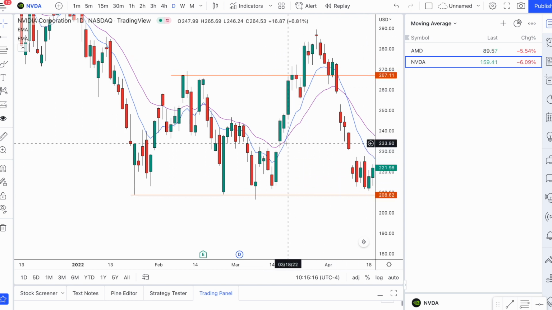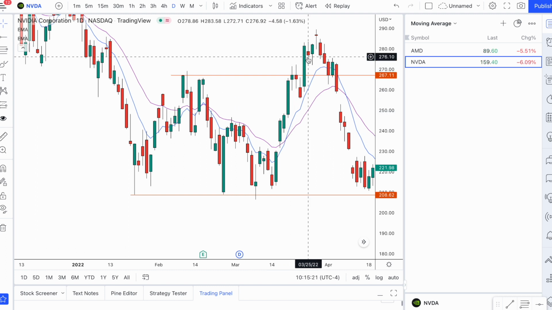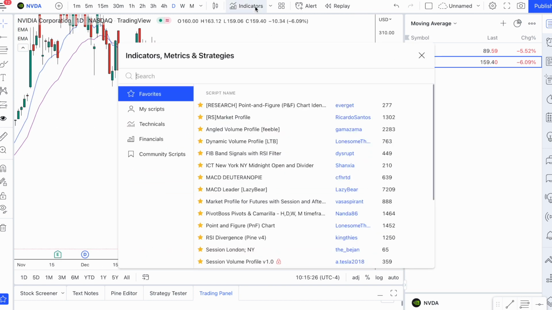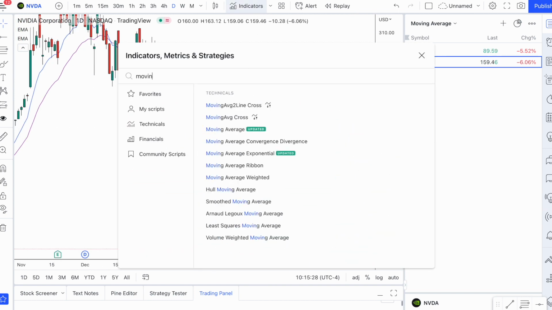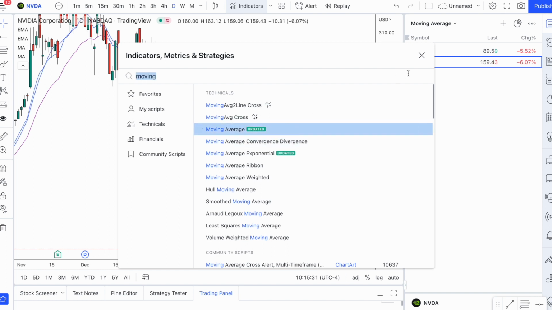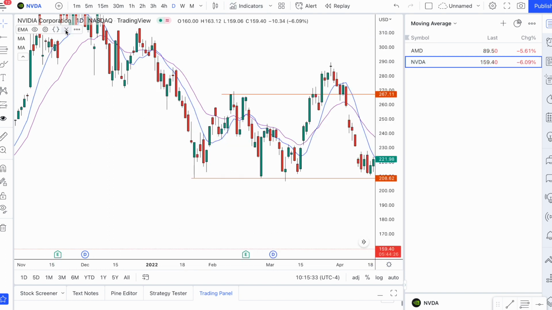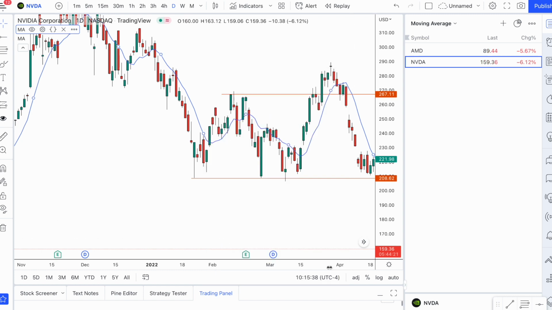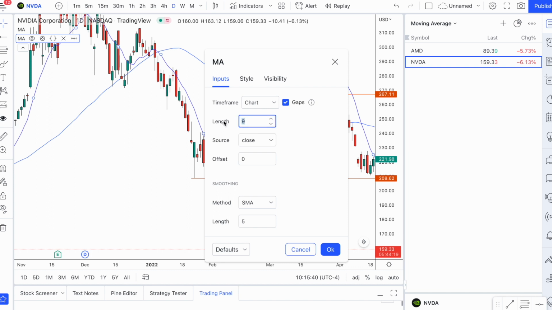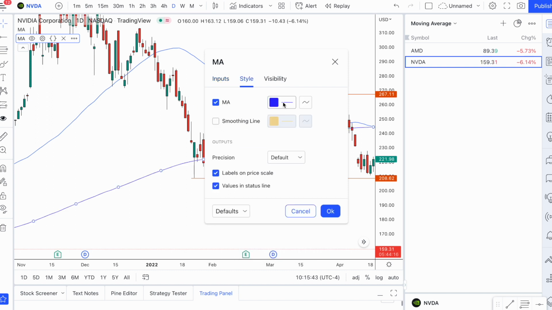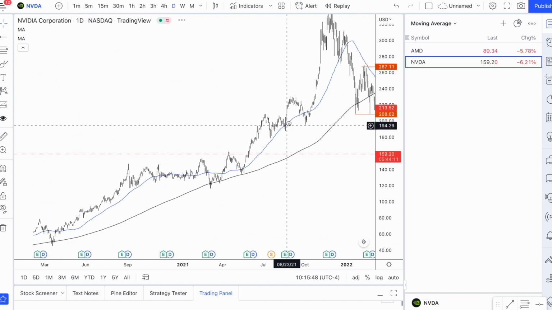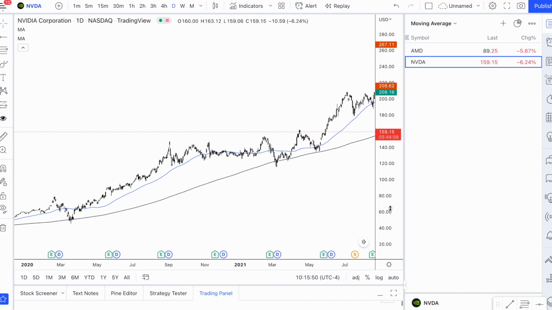Or you could wait for a cross. Right here we get that cross, the 9 crosses the 20, and it moves a lot higher. You could even wait for a push above the 20 EMA. Same thing works. What I can do is actually put on other moving averages as well. So let me put on some of these. Let me get rid of the 9 EMA. We can put on the 50 simple moving average, and the 200. You can change that color to black. There we go. So you can see it's the same thing, right?